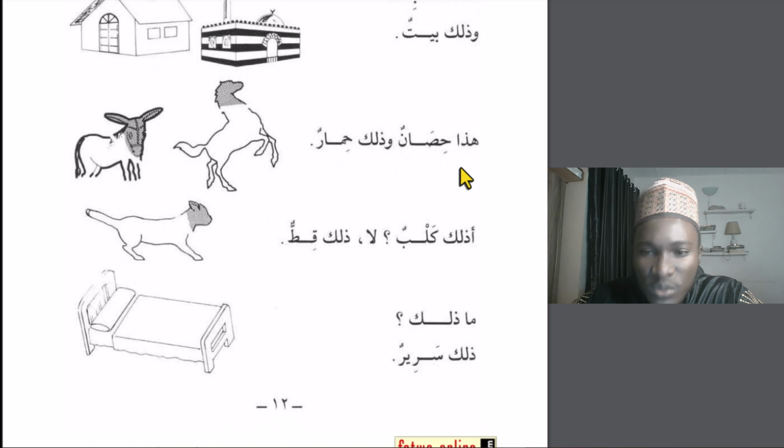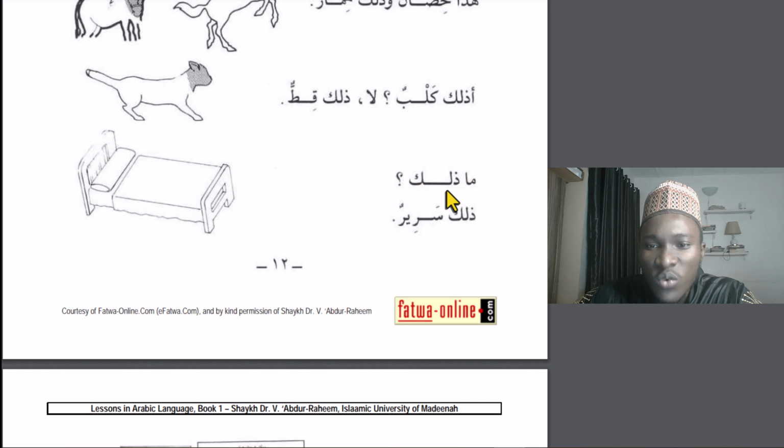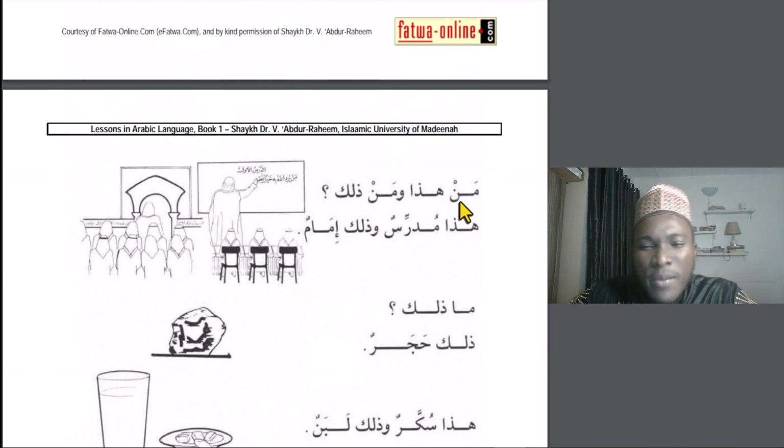So hadha hisanun. This is a horse. Wa dhalika himarun, and that is a donkey. Adhalika kalbun? Is that a dog? La. No. Dhalika kittun. That is a cat. Ma dhalik? What is that? Dhalika sarirun. That is a bed. Okay. Man hadha wa man dhalik? Who is this and who is that? Hadha mudarrisun. This is a teacher. Wa dhalika imamun. And that is a leader.